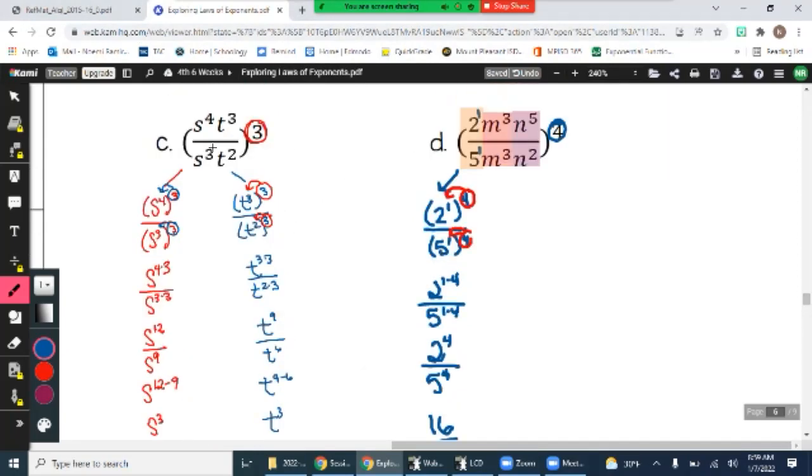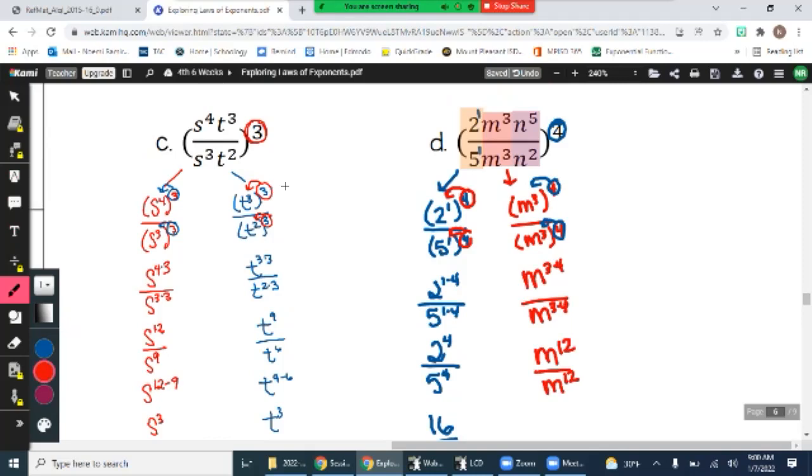Next section, we have our m's. The top part of my fraction has m cubed to the power of 4. The bottom part of the fraction has m cubed also to the power of 4. When you have one base with two powers, multiply the exponents. So that gives us m to the power of 3 times 4 over m to the power of 3 times 4. And 3 times 4 gives us 12.